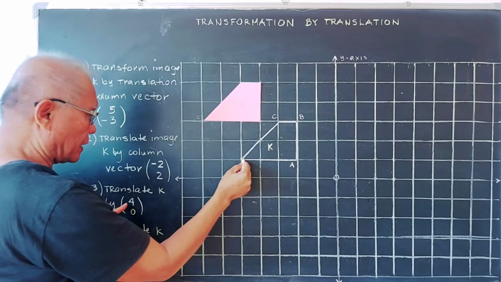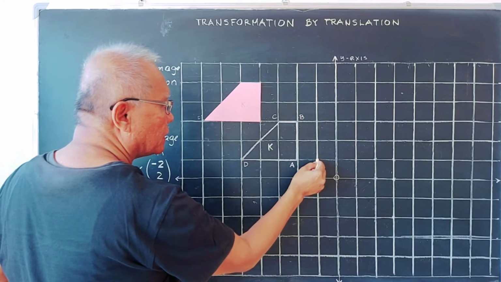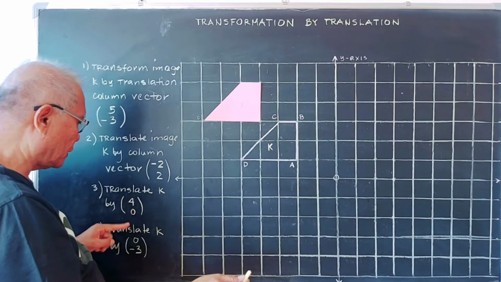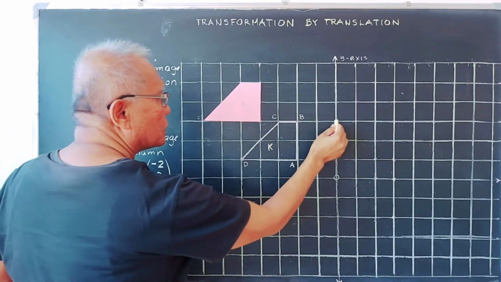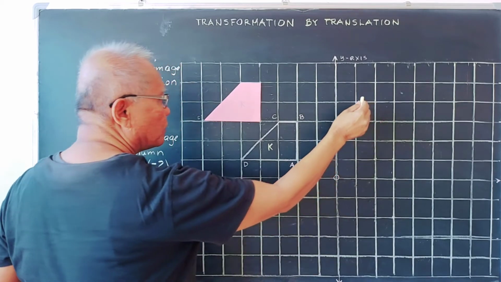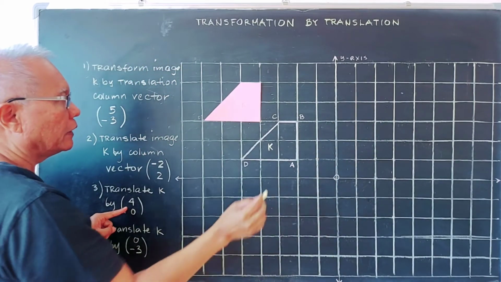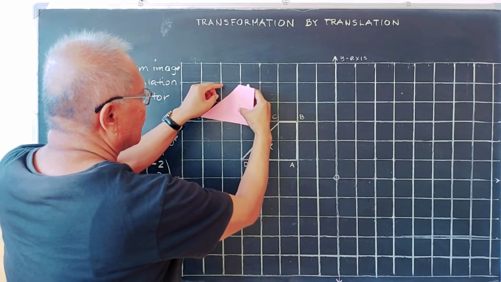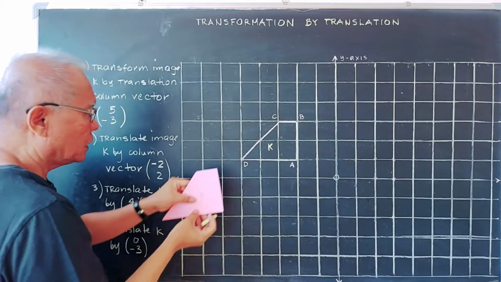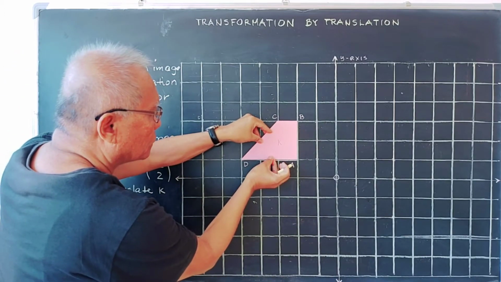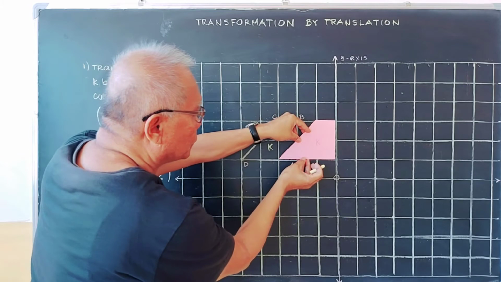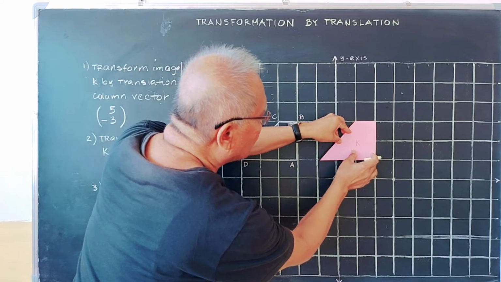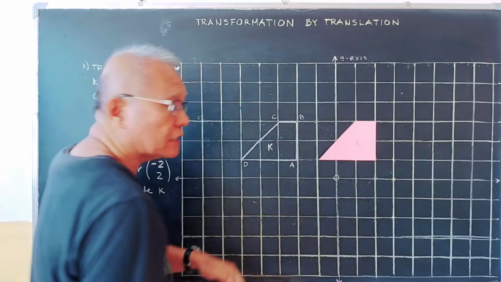Where is the D? 4 again. 1, 2, 3, 4, it's here. And then 0, it will not move up or down anymore. So for B, 1, 2, 3, 4, it's there, and we will not move anymore. Up or down? No. And for C, 1, 2, 3, 4, it will be here. So if we are going to move the whole figure here, we count 1 and 2 and 3 and 4, and we will not move anymore. So our image is there.